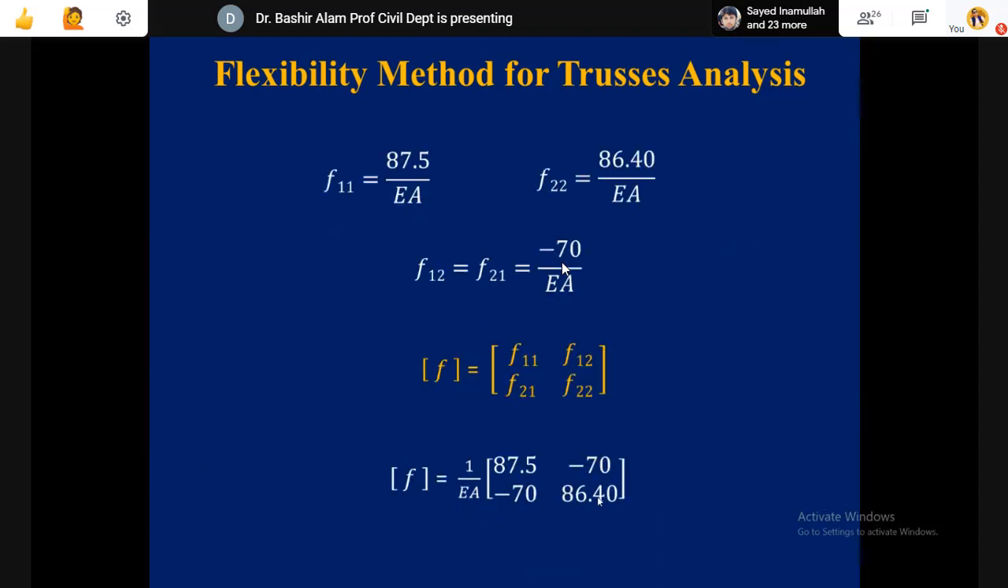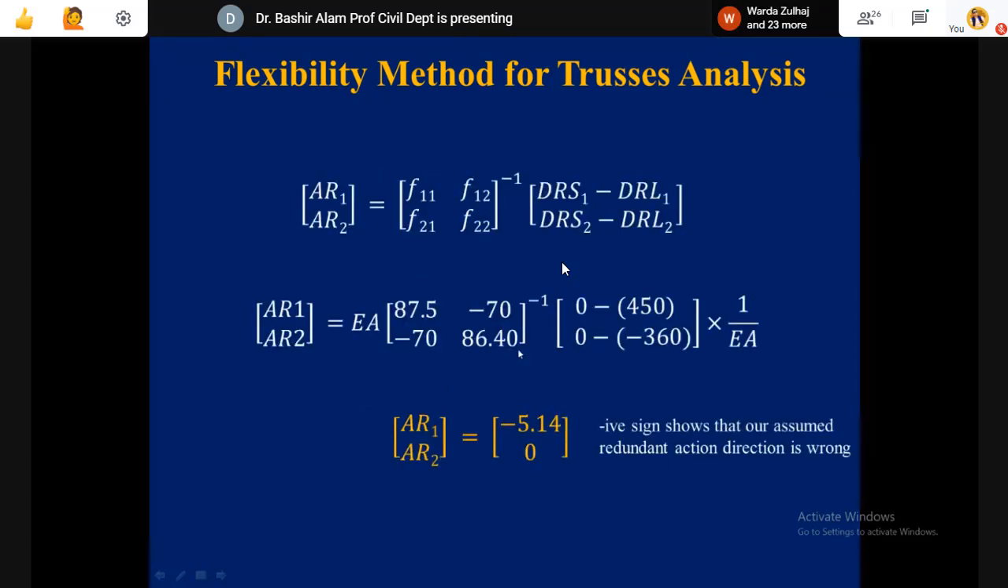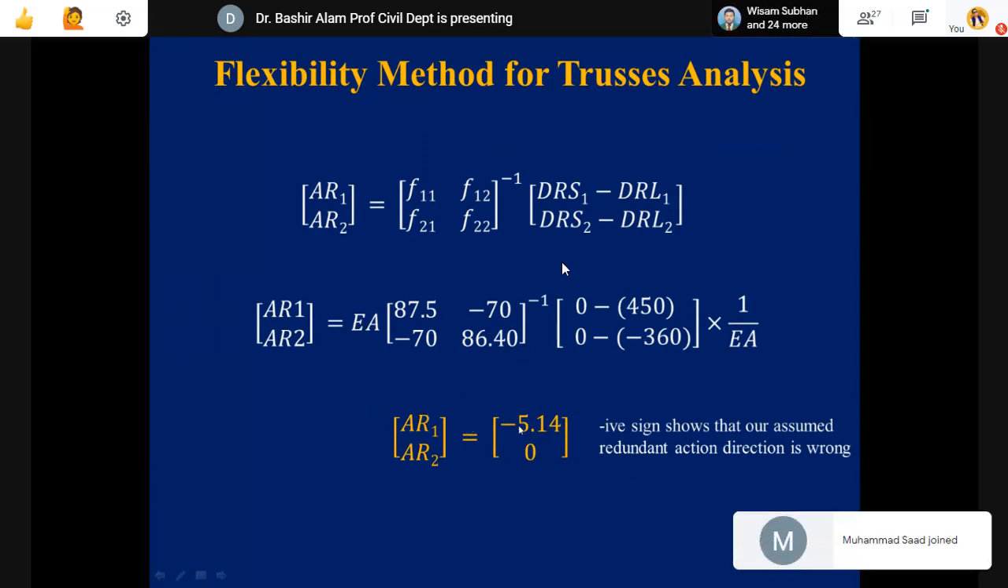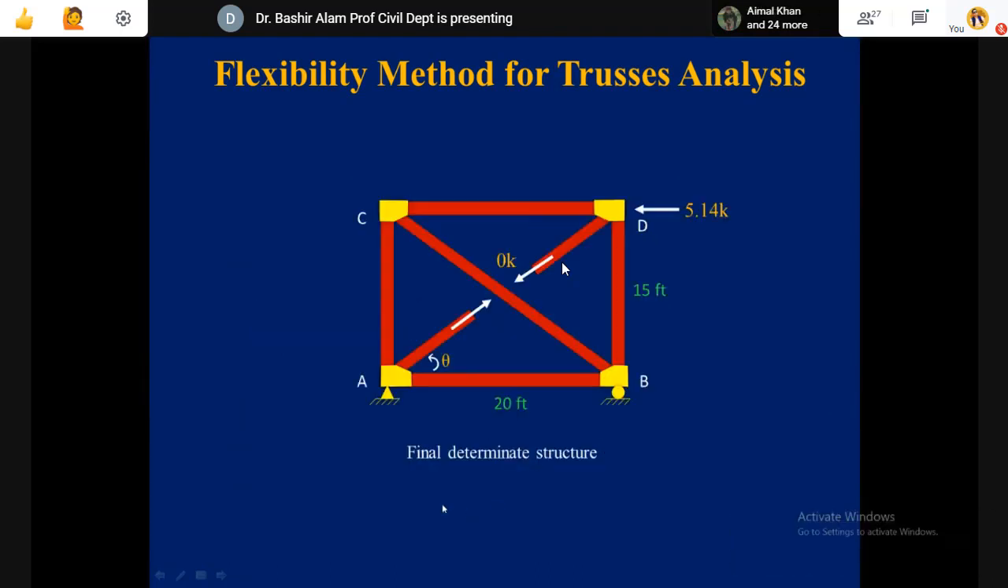And finally, once this F matrix is calculated, we have step 6, where the compatibility equation is applied. From the compatibility condition, we find the value of AR1, and that AR1 value is calculated here. So AR1 is coming minus 5.14, and AR2 is equal to 0.